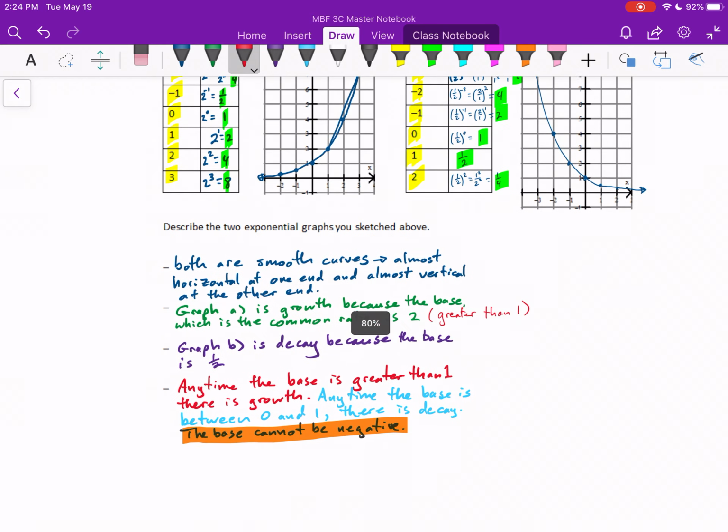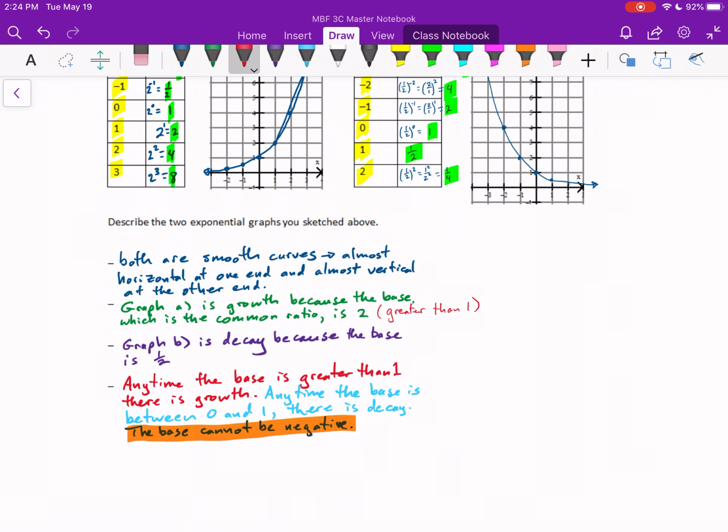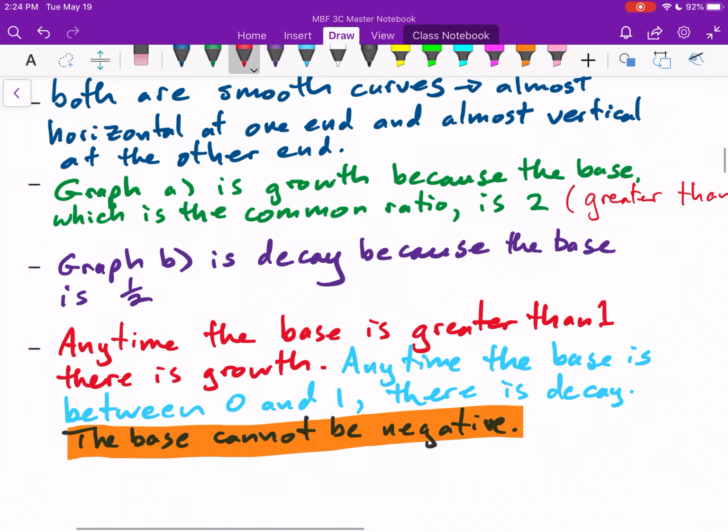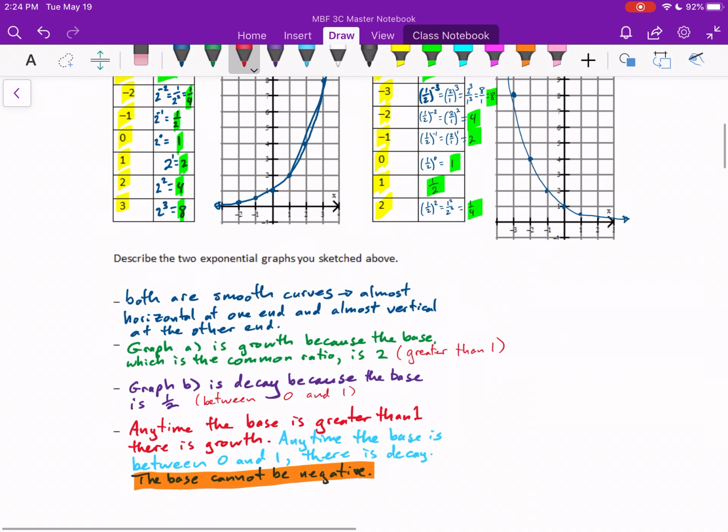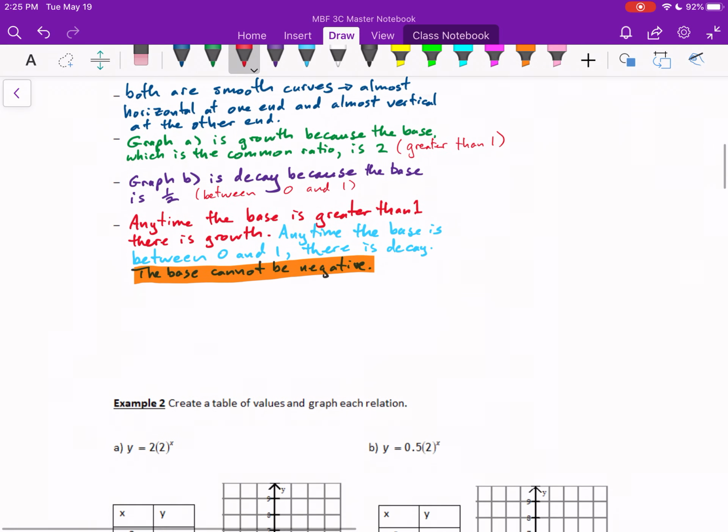Graph B is decay because the base is 1/2. In other words, the base is between 0 and 1. Remember, we can't have negative bases. So graph B goes down from left to right. Graph A goes up from left to right. Growth, decay. Anytime the base is greater than 1, there's growth. Anytime the base is between 0 and 1, there's decay. Base cannot be negative. Okay, that recaps what we've already said.